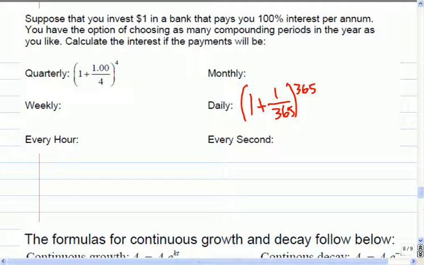Don't worry about that being that specific. 365 is enough for our purposes. But I'd just like to know what numbers you get. So go ahead and punch those in your calculators, and then we'll record them up on the board.